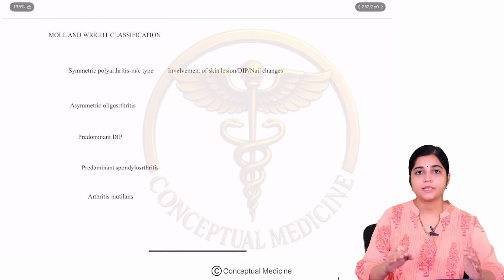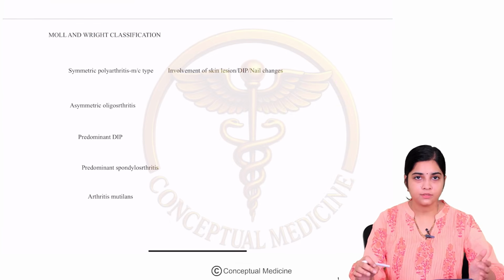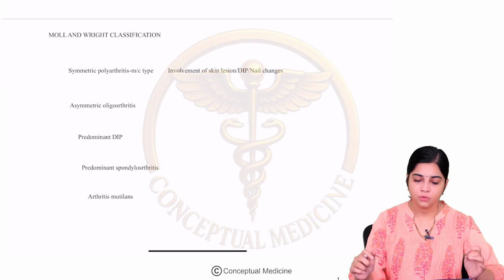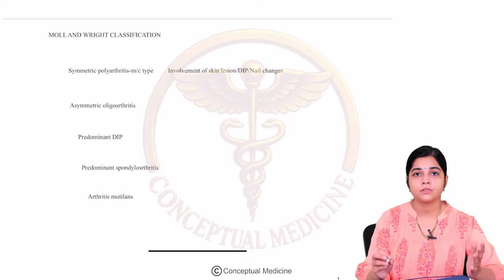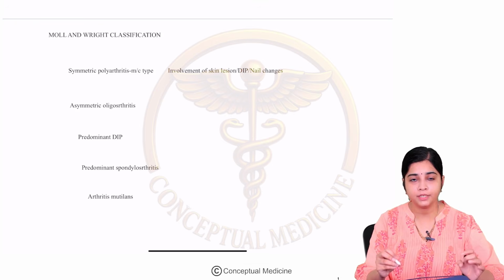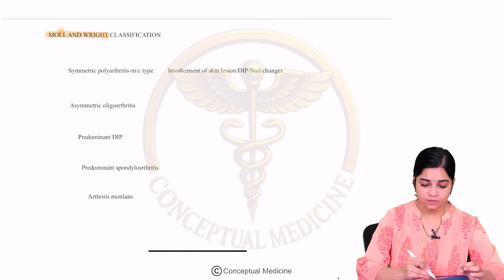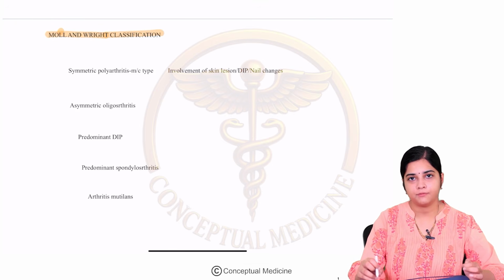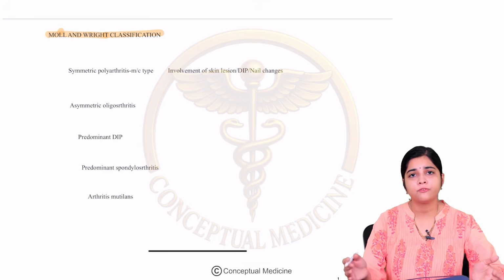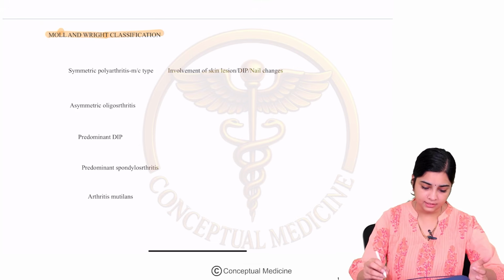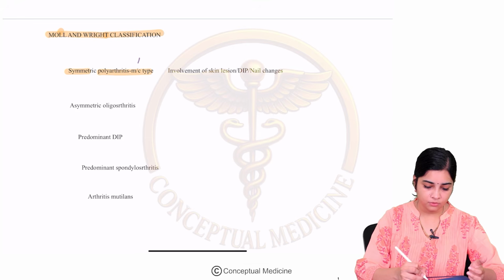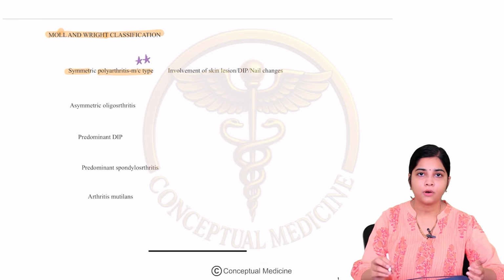Psoriatic arthritis can present in different forms. So it is not always your peripheral spondyloarthropathy. There is a classification which is used to describe the different types or patterns of joint involvement in psoriatic arthritis, and that is called the Moll and Wright classification. According to this, what are the different forms in which psoriatic arthritis can present? This can be of the symmetric polyarthritis type, which is the most common type.